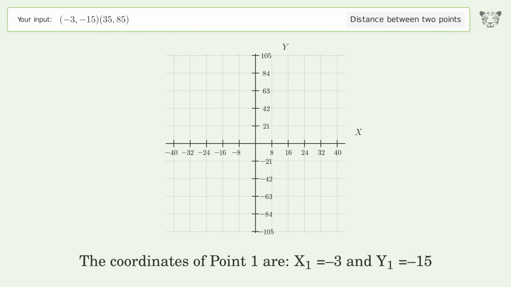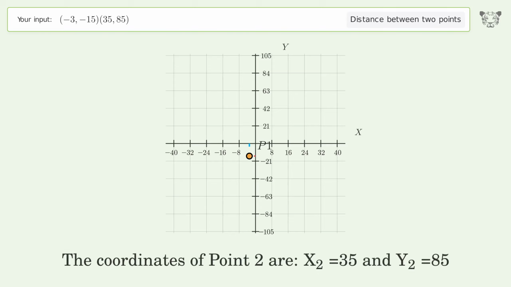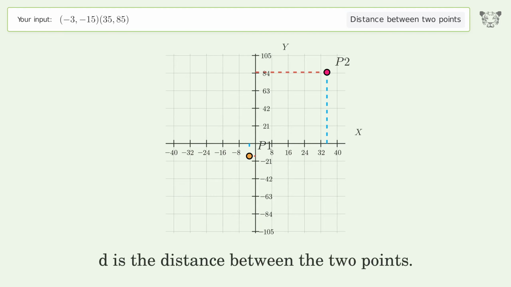The coordinates of point 1 are x1 equals -3 and y1 equals -15. The coordinates of point 2 are x2 equals 35 and y2 equals 85. D is the distance between the 2 points.